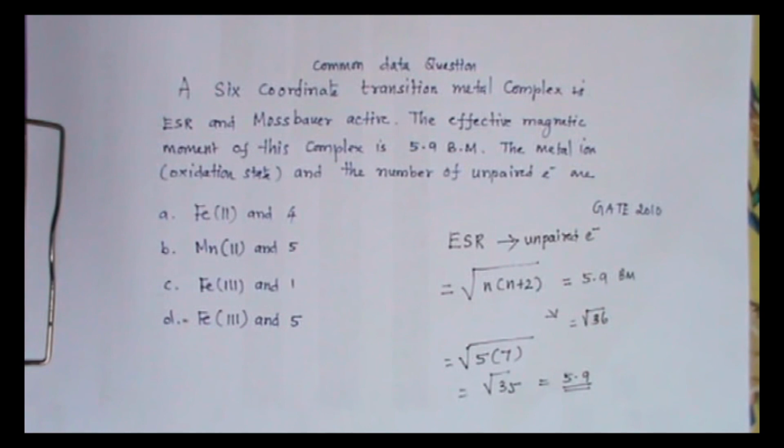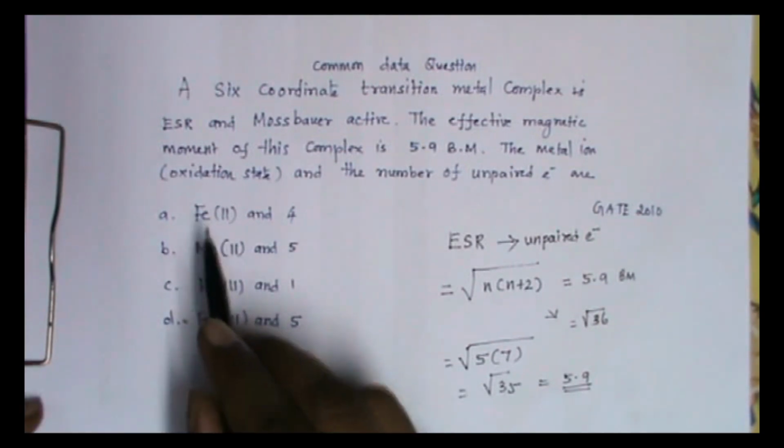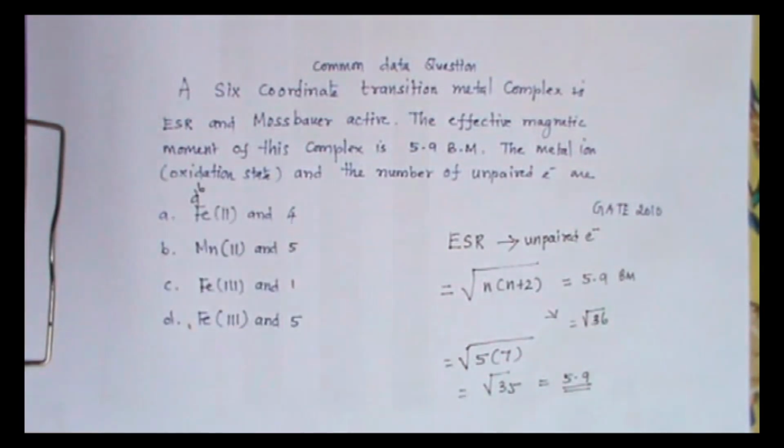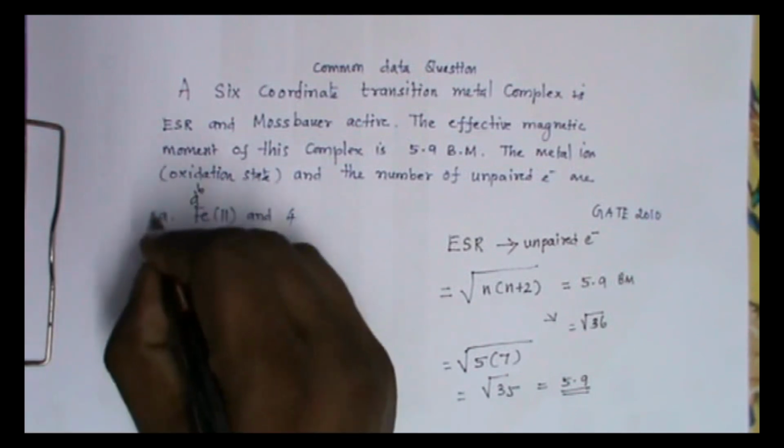Now let's go to the given options. In the case of Fe2 plus, there will be 6 electrons in the d orbital. When you arrange the 6 electrons in 5 orbitals, there will be 4 unpaired electrons. Irrespective of the field, whether it is strong field or weak field, you will not get 5 unpaired electrons. If it is strong field, you will get 0 unpaired electrons. It will be ESR inactive. So I can eliminate this option.